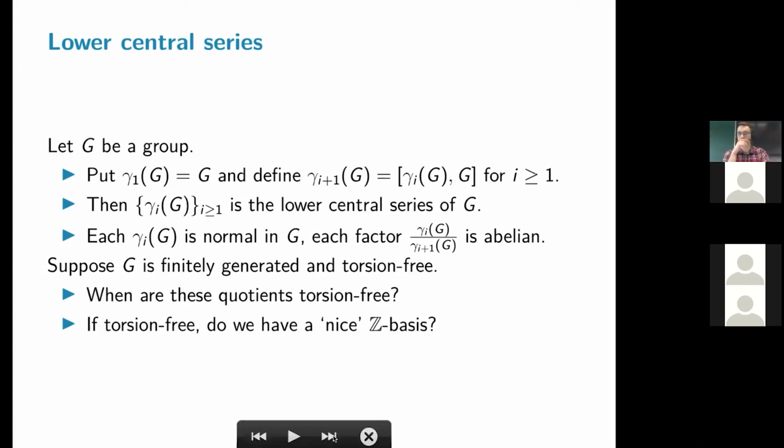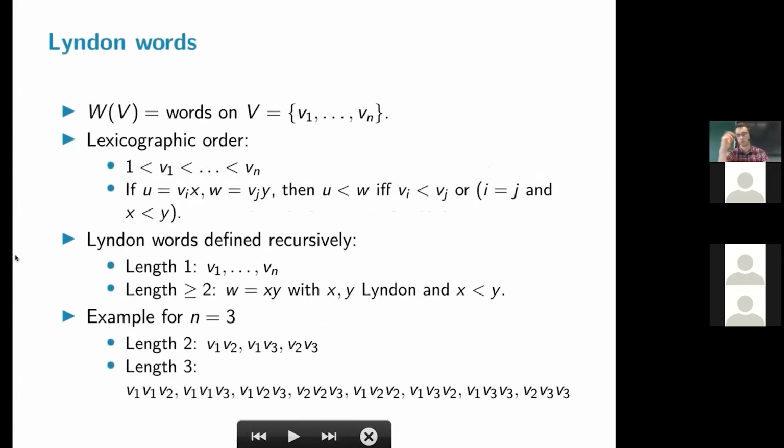And for right-angled Artin groups, this has been intensively studied. It has been done for free groups and then generalized to right-angled Artin groups. So what I will now describe is a way of finding a basis for these factors, and it will also prove implicitly that the factors are indeed torsion-free. The construction is due to Lyndon, who started with this, and then it was further investigated by other people, but I will give the names later on.